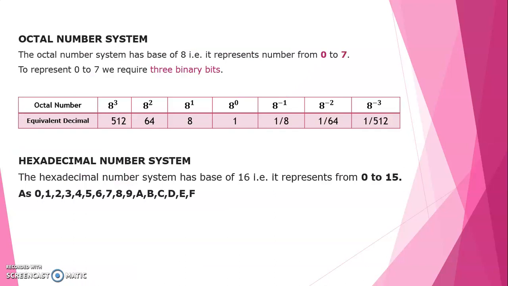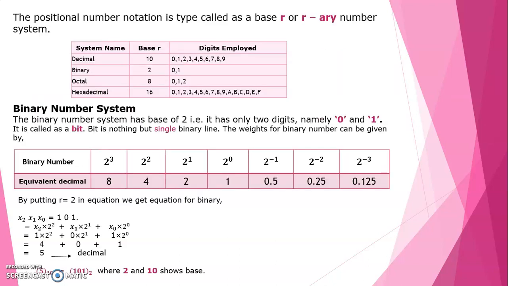Next is your octal number system. The octal number system defines the base of 8, represented from 0 to 7. And here we require 3 binary bits. You can see the octal number and the power of 8 raised to 3, 8 raised to 2, and the table for that. You understand the table, that is the same as your binary number table.